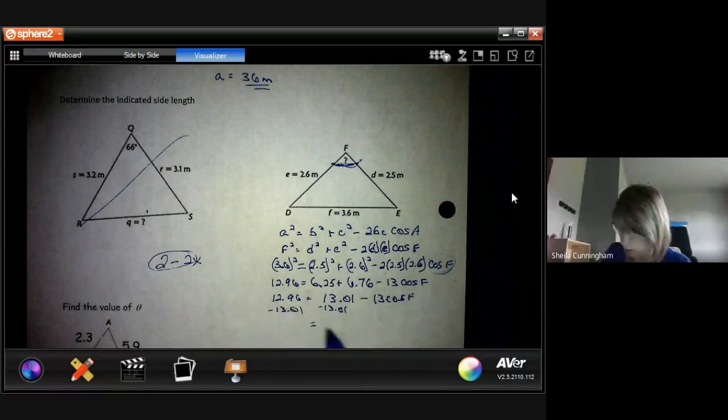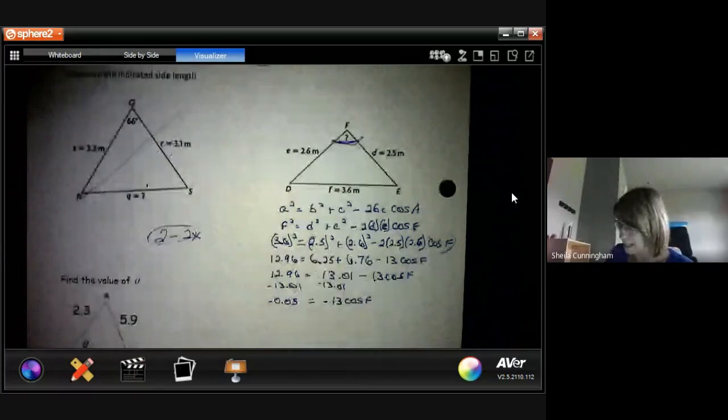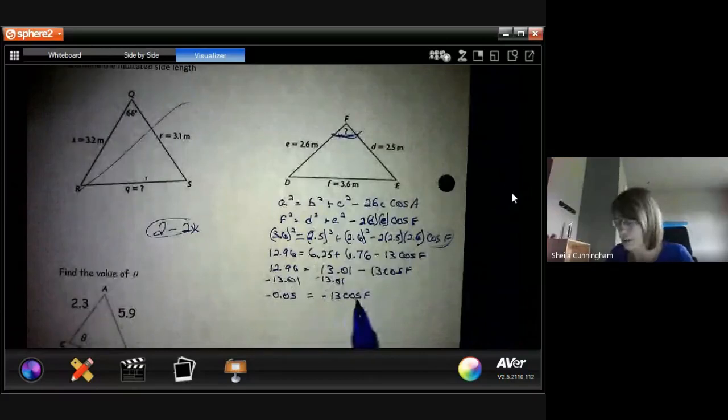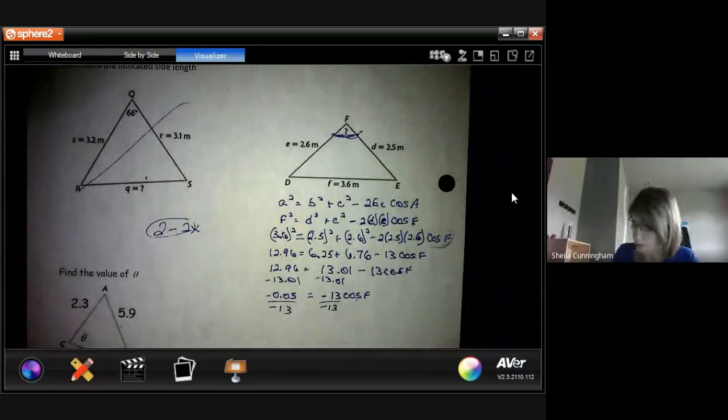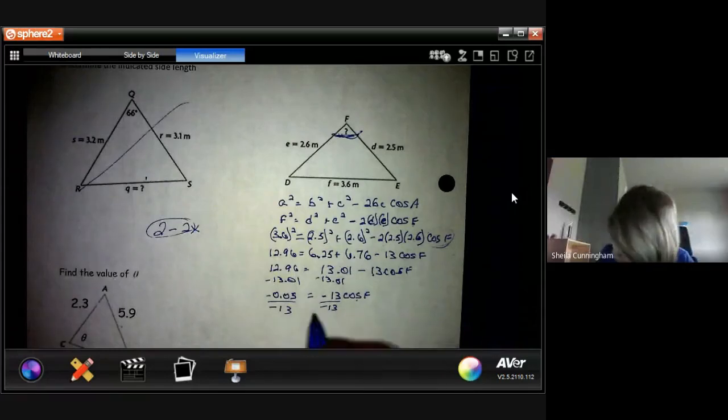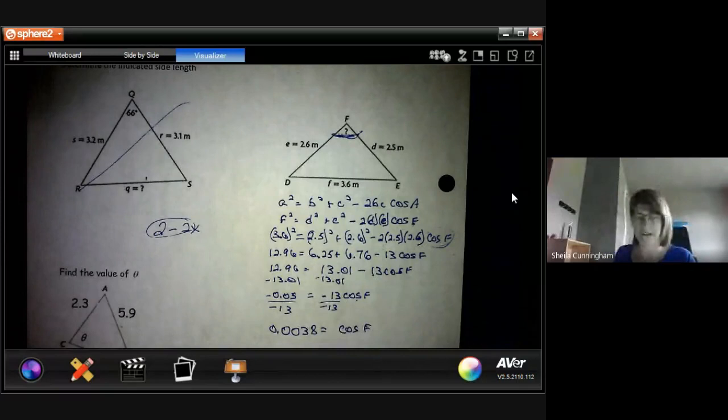from both sides. I take the 12.96, subtract the 13.01, and I get negative 0.05. On the other side, I've got a negative 13 cos of F. Now, again, because this negative 13 is being multiplied to the cos of F, I can divide both sides by negative 13. So the negative 0.05 divided by negative 13 is going to give me 0.0038. That equals the cos of F.